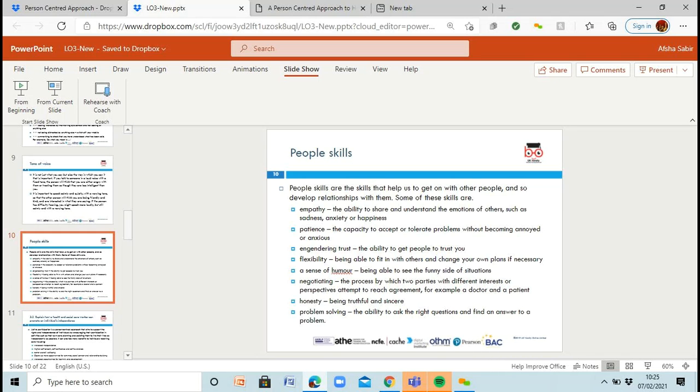Negotiating is another people skill that you need to have. So if you've got an issue where a patient wants a particular thing, but the doctor doesn't want them to have it, maybe negotiate between the two and try to come to an agreement. Honesty, that goes without saying. So be truthful and sincere to the point where you can be. So don't make promises that you can't keep, and just say, I'll try my best, I will try to do this for you, but it's not in my hands. And then problem solving is another thing that you need to have good skills at. So have the ability to ask the right questions and find the right answers to a problem.